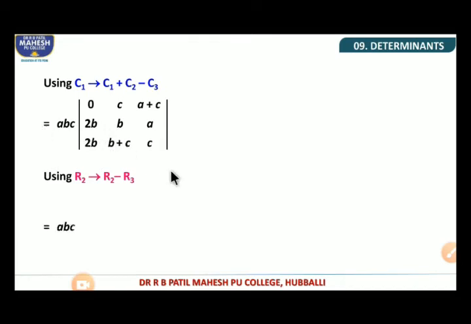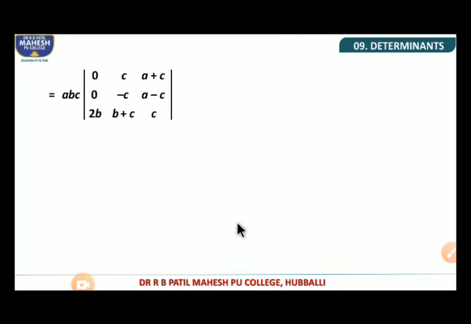So we have abc into the determinant 0, c, a plus c. And R2 is changing here: 2b minus 2b is 0, b minus b cancelled, minus c is remaining, a minus c, and the third row as it is, 2b, b plus c, c. Now we can expand along C1 because that has 2 zeros, and the signs are plus, minus, plus here. So we can take directly the third term because these two terms are already 0.